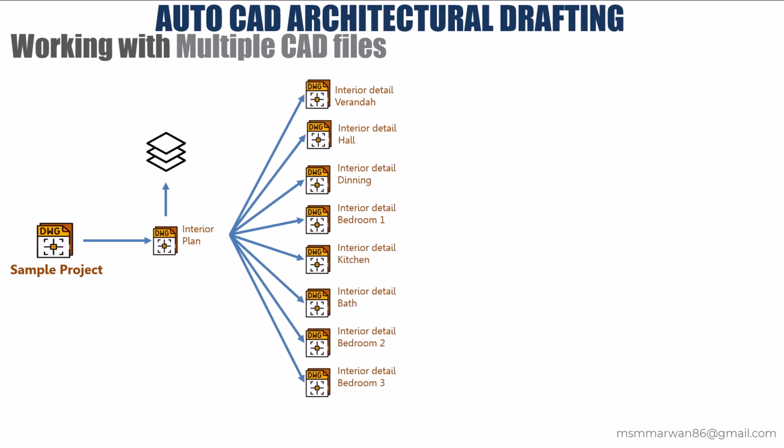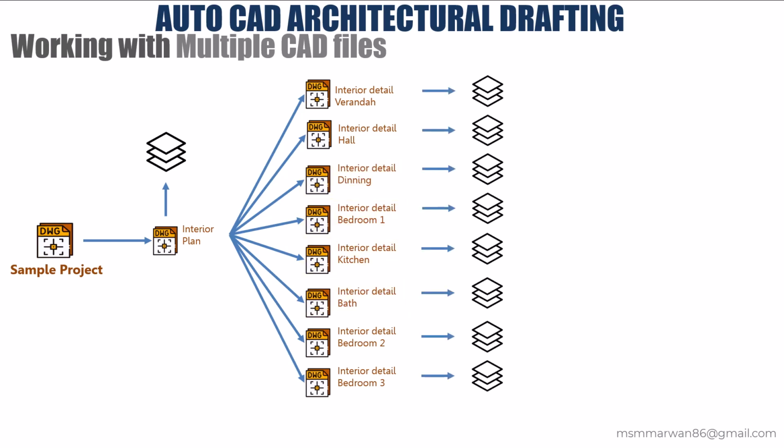And these CAD files are going to be linked with interior plan in same fashion. Here, each and every individual space having individual CAD file for interior detail. For example, hall, we have a separate interior detail CAD file. And interior detail of dining, we have a separate CAD file. And bedroom, kitchen, bath, and so on. And using these CAD files, we can proceed with the drawing sheet development and plotting.